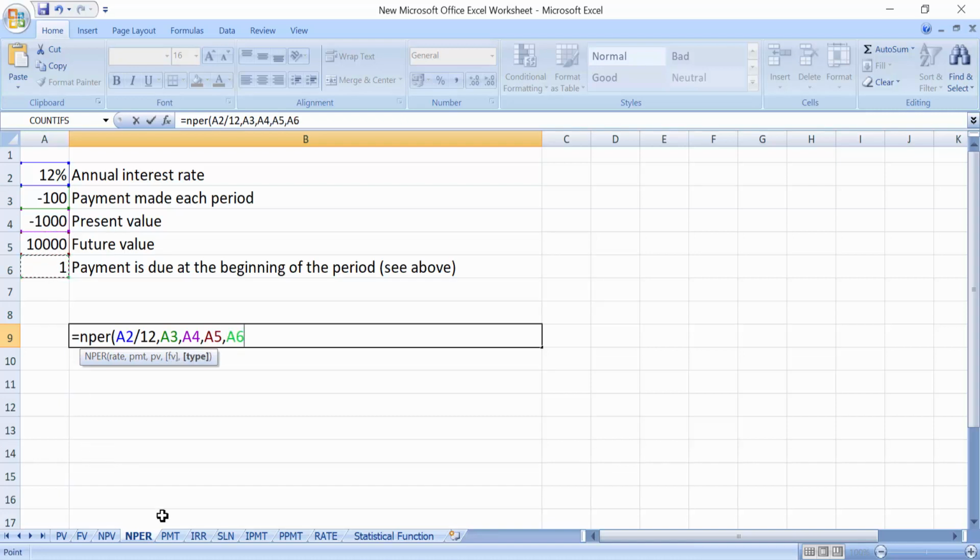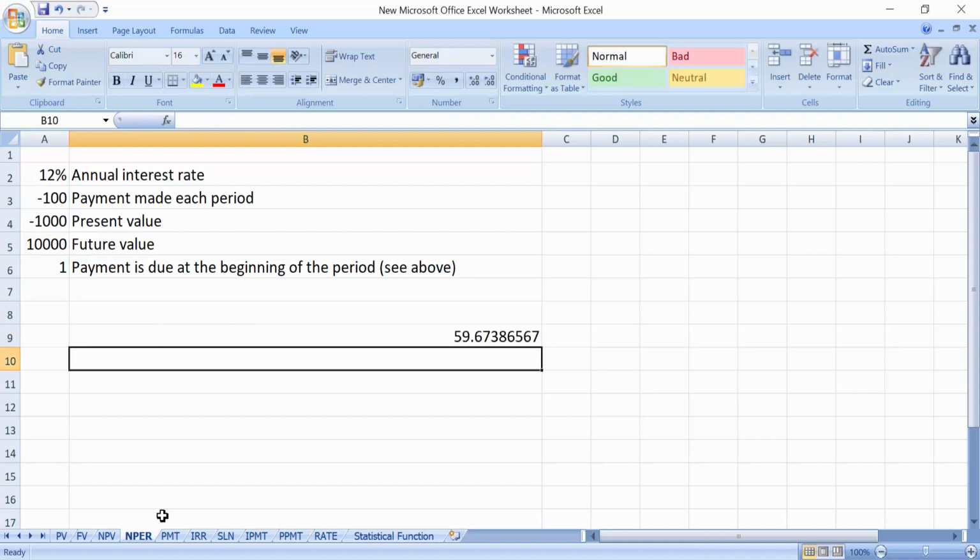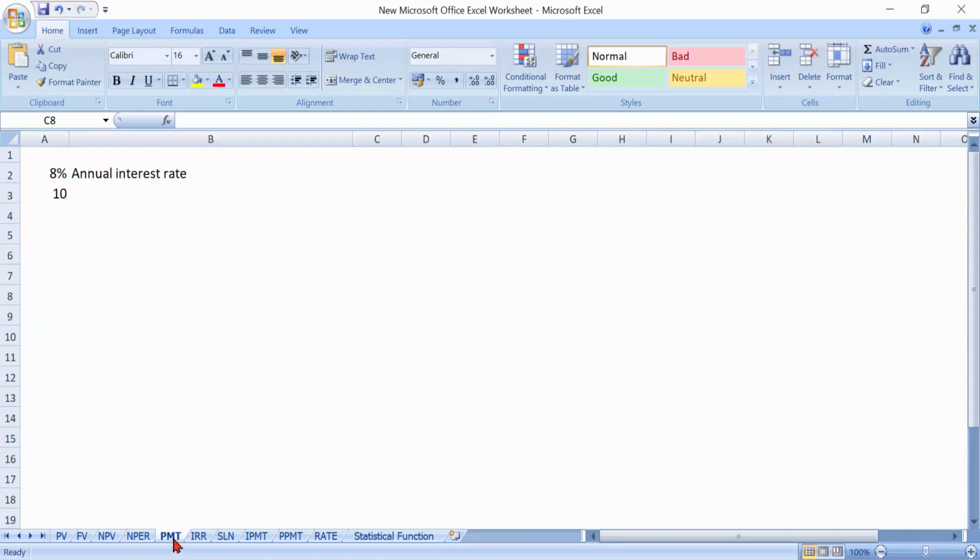तो हमारा अब NPER, that is number of periods for an investment that is based on some periodic amount, and that is here given as 59.67. It means 60, ठीक है? अप्रोक्सीमेट वैल्यू क्या आएगी, 60 आएगी. फाइन. Now next value is PMT.